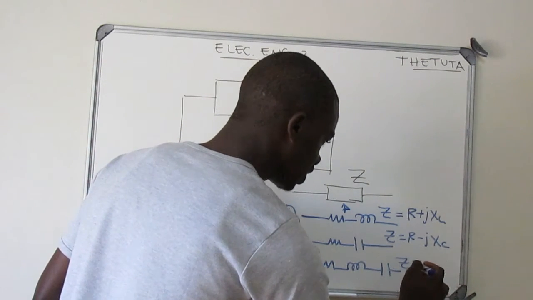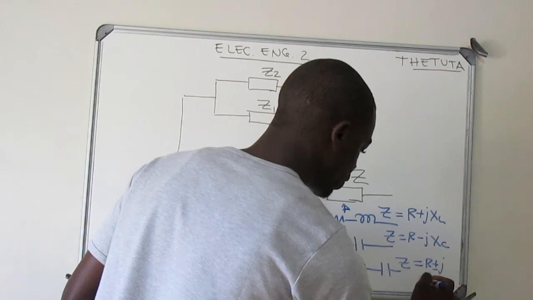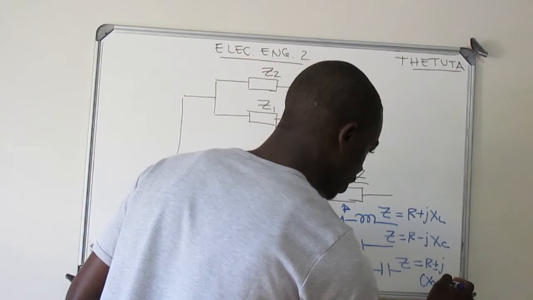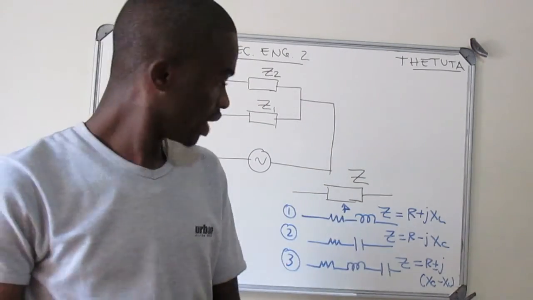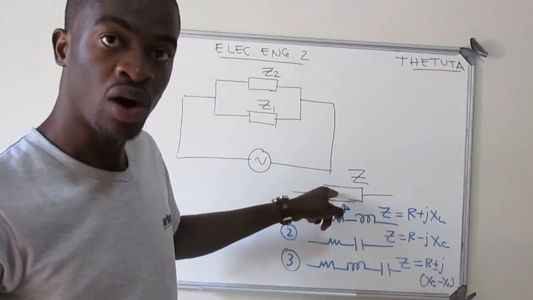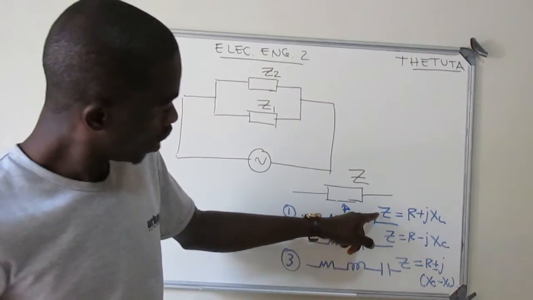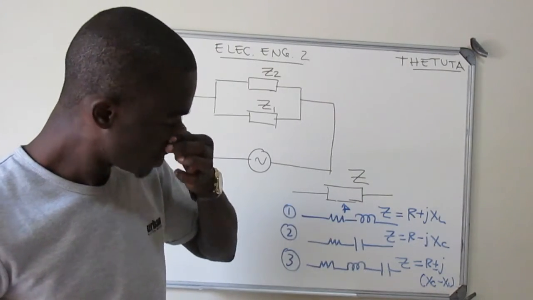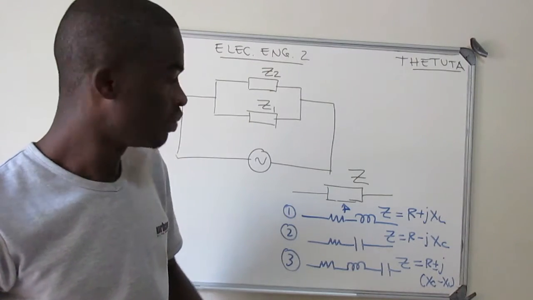So a combination of any of the three is going to give us what we call an impedance. You get a point? So a combination of the three components is what makes our impedance. So what you need to do is to know how to get your impedance according to which type of combination they're going to give you. You should master that one.